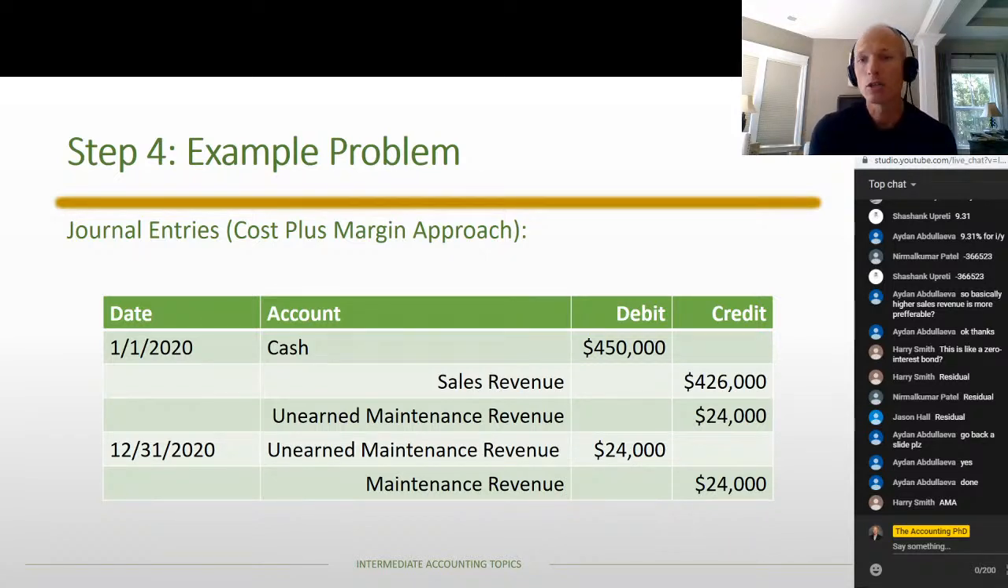Again, it all depends on the information that you have. On a test, I'll make it clear which approach that you should use. I'm not going to make you guess or anything like that, but I just want you to be aware that all three are acceptable under US GAAP.